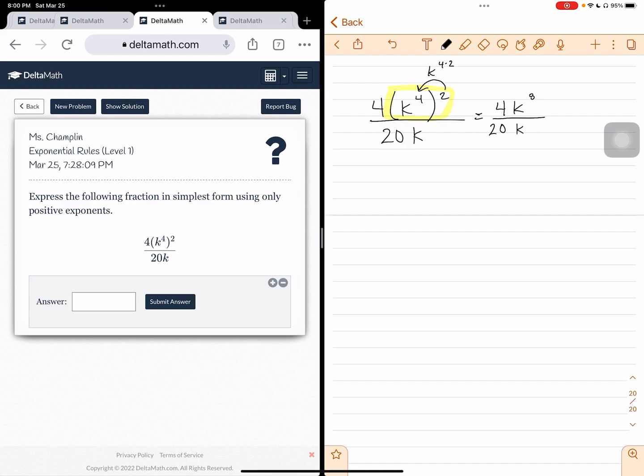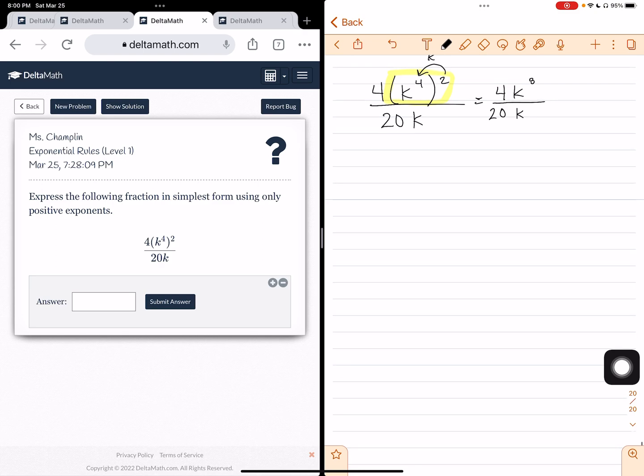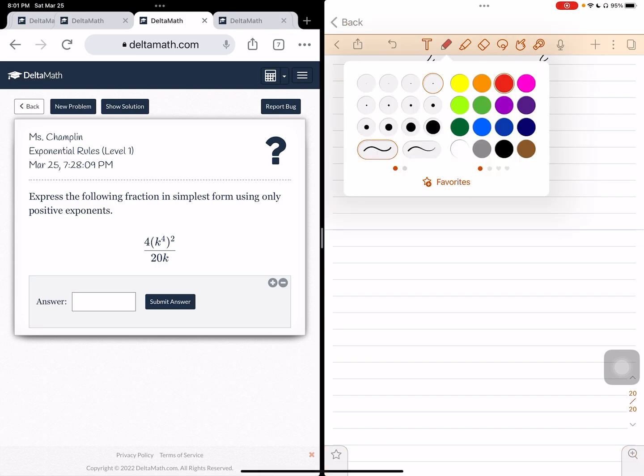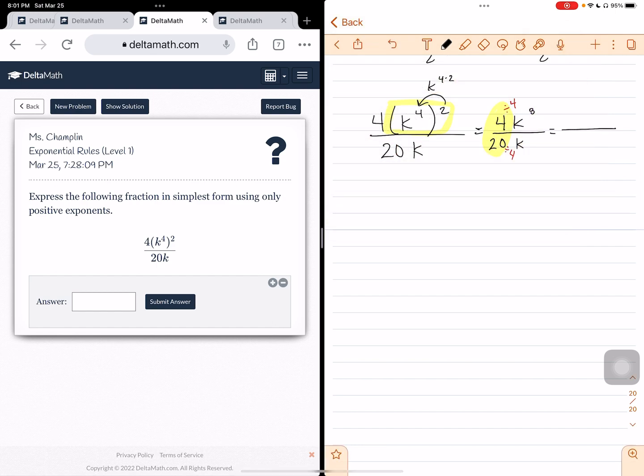Now I need to see if I can simplify my numbers at all. I'm so sorry, guys. My allergies are killing me. By numbers, I mean 4 over 20. You have to know how to simplify fractions. I know that 4 and 20 are both divisible by 2, and they're also both divisible by 4. So 4 divided by 4 is 1, and 20 divided by 4 is 5. That takes care of that.